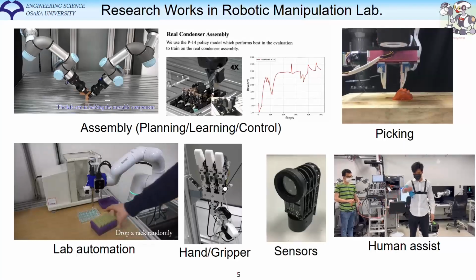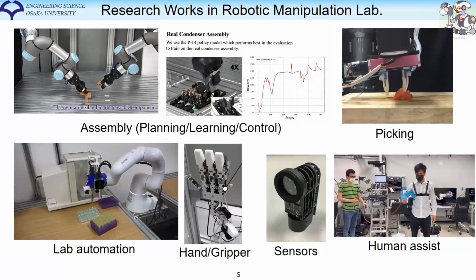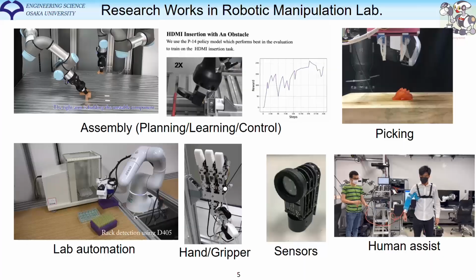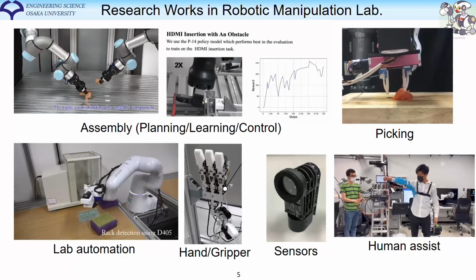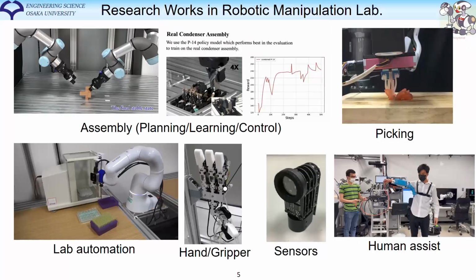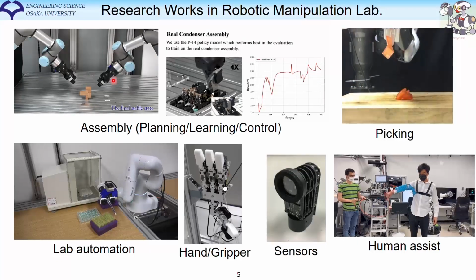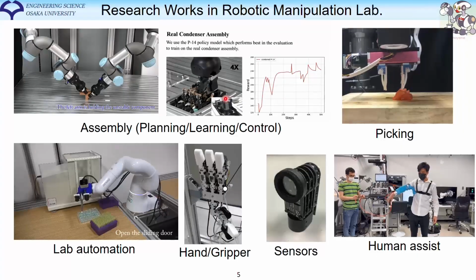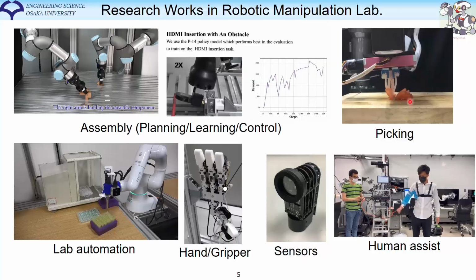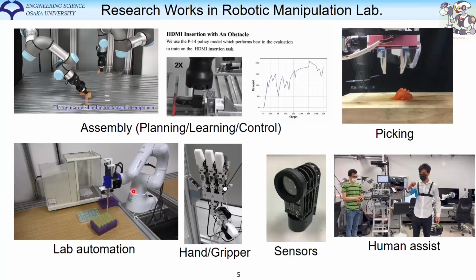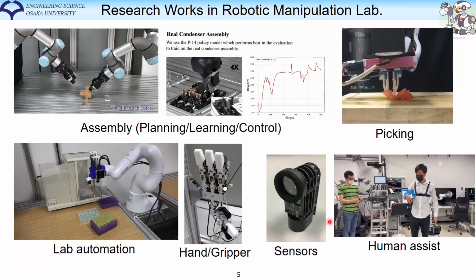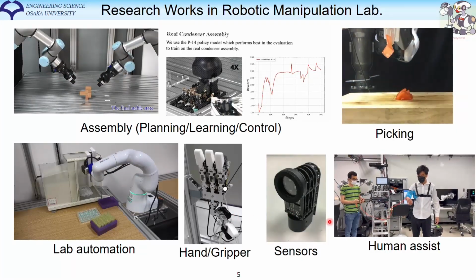And this is an example of the research works done in our laboratory. For example, we research the assembly task. This is an example of assembly task planning, and this is force control assembly. This is an example of the picking task, and this is an example of lab automation. And these are hand grippers and sensors. And as an application, we also research human assistance.